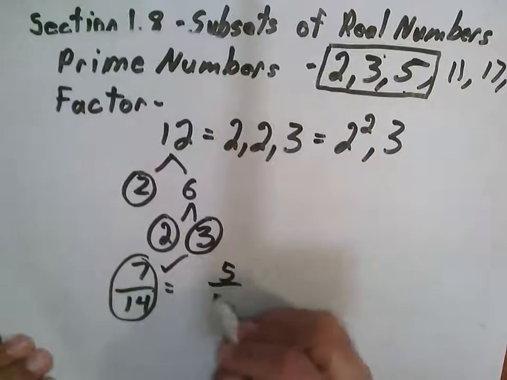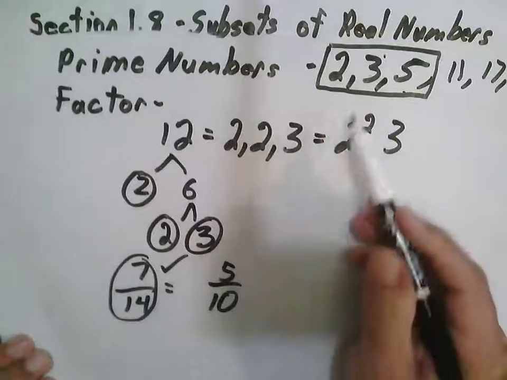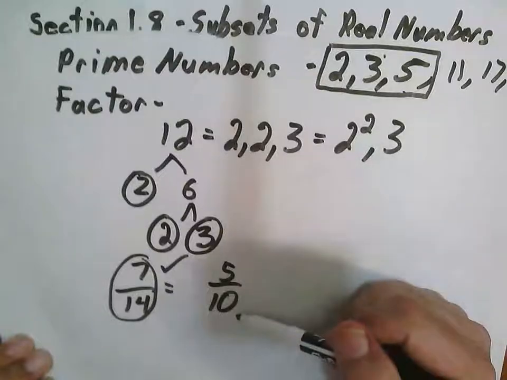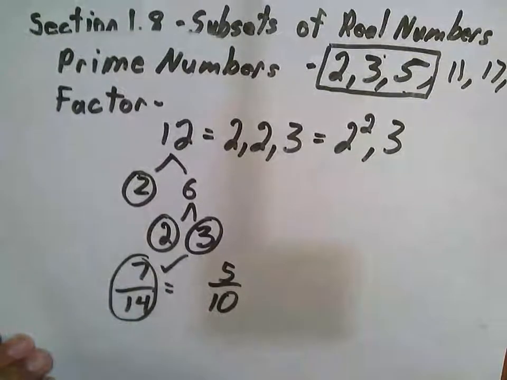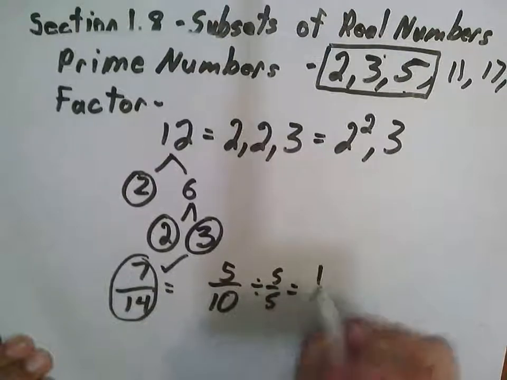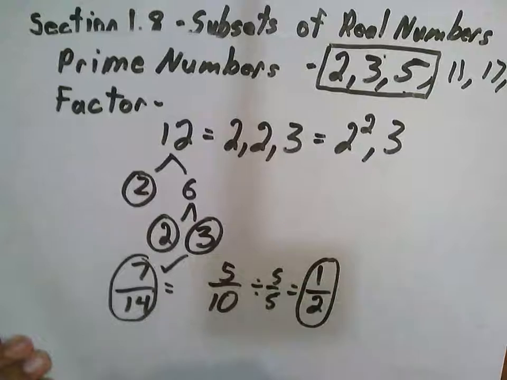However, if it was 5 over 10, let's go through our numbers again. 2 won't divide into 5 evenly, nor will 3. However, 5 will divide into 5, and it will also divide into 10. So I know I can reduce both of these and divide them both by 5. 5 divided by 5 is 1. 10 divided by 5 is 2. And that's how I can reduce this one.